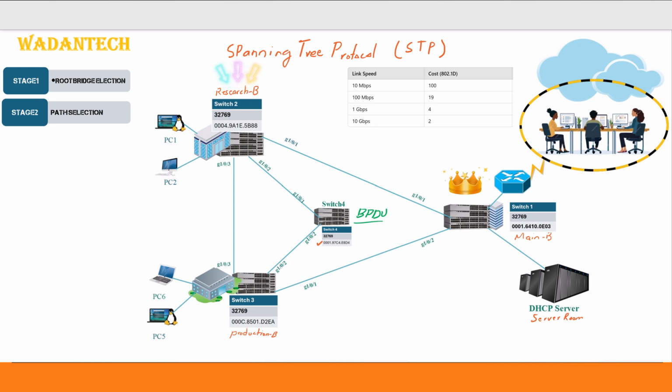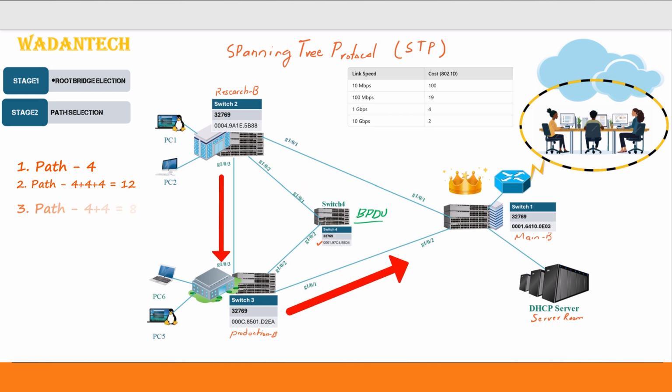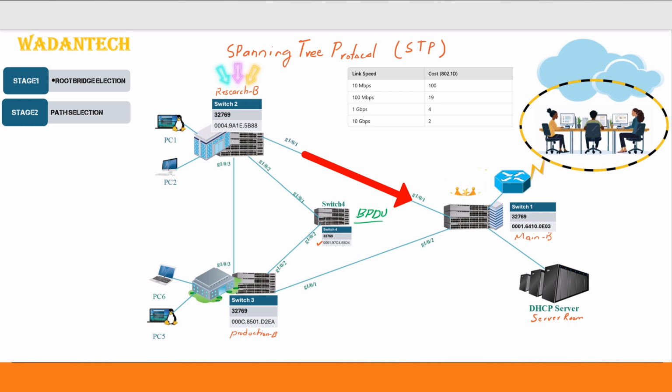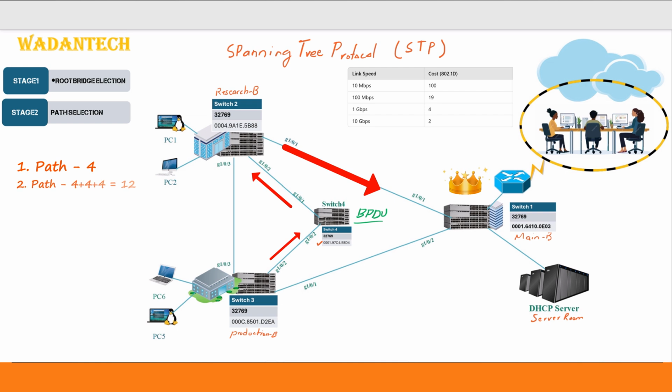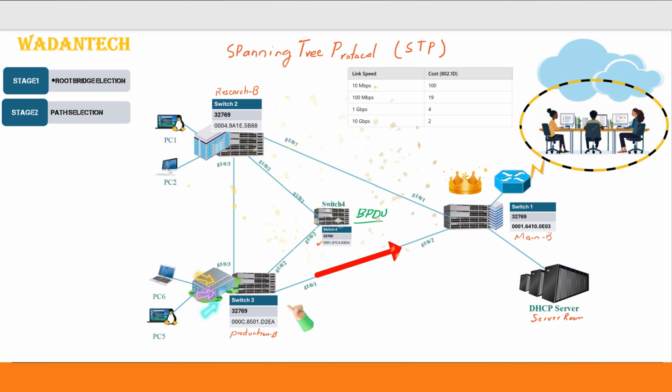Switch 2 has 3 paths to the root bridge switch. This path with 4 cost, this path with 4 plus 4 plus 4 equal to 12 cost, and the third path with 4 plus 4 equal to 8 cost. So switch 2 is selecting this path to the root bridge, and this port on switch 2 is going to be the root port. Switch 3 has 3 ways to connect to the root bridge, same as switch 2. This path with 4 cost, this path with 4 plus 4 plus 4 equal to 12 cost, and the third path is 4 plus 4 equal to 8 cost. So switch 3 will select this path as the active path, and this port on switch 3 is going to be the root port.